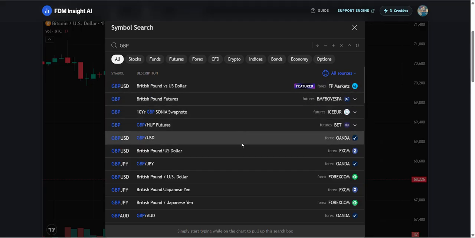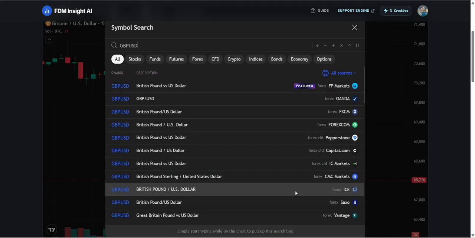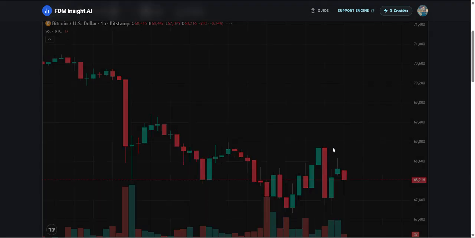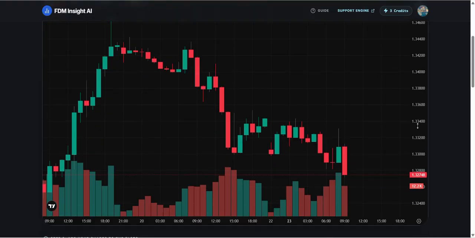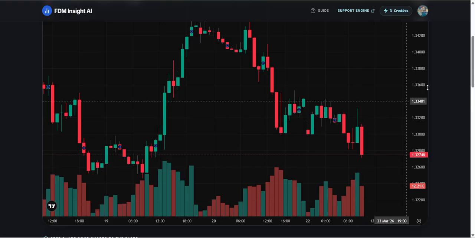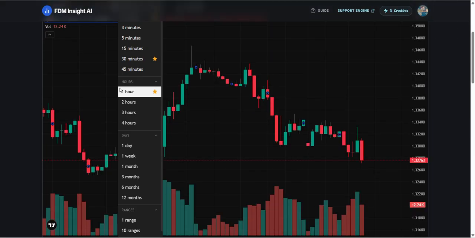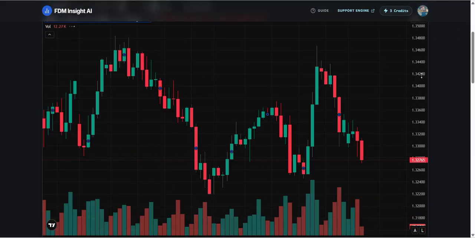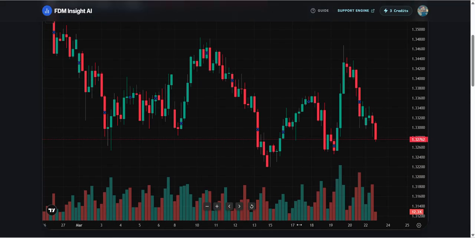Okay, so they've started sponsoring, huh? So where's Vantage? GBP/USD. Okay, here we go, we got Vantage. On the one edge, okay, I guess the screenshot is right. Just take a screenshot, download image. Now go to the 4H. Okay, the 4H is kind of telling the same story.